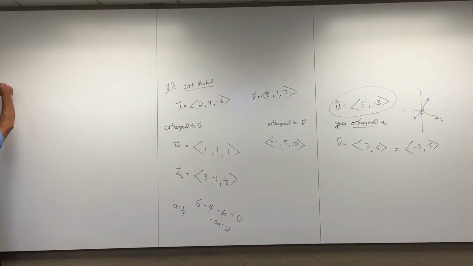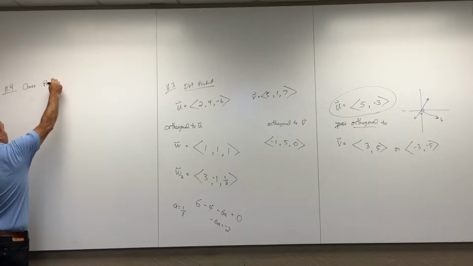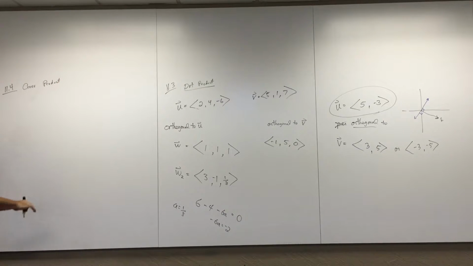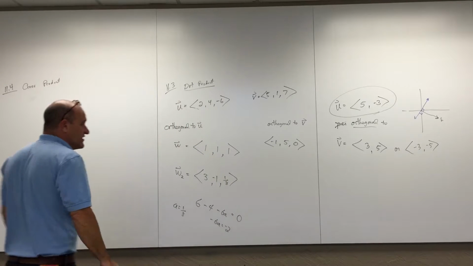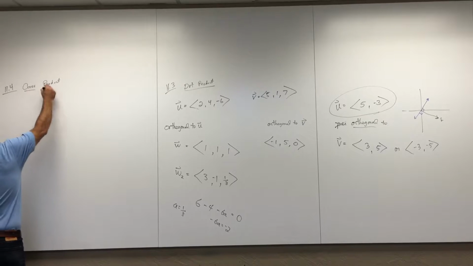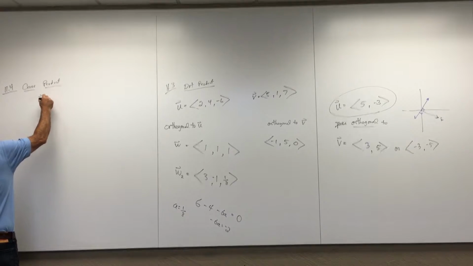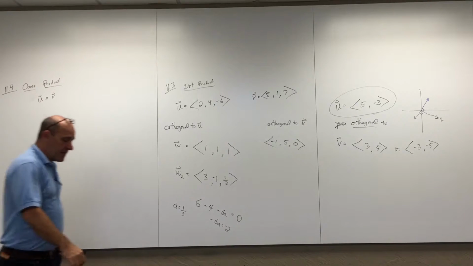So I think I'll move into 11.4 and introduce you to this cross product, and we use this a lot. We're going to get introduced to this, but we use this a lot in 11.5. We need this cross product. It's a different type of multiplication. It's called U cross V. It's a different way of multiplying two vectors.